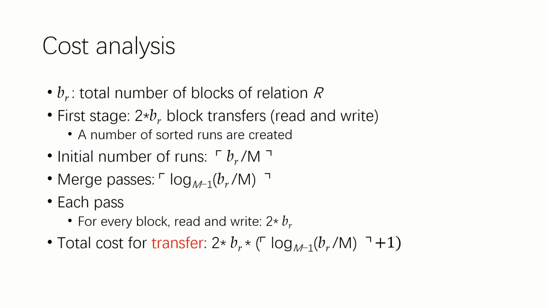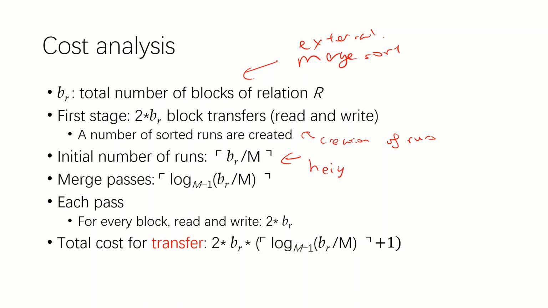Recall that the cost analysis of the external merge sort is the following. If this is the number of blocks for relation R, this is for the creation of the runs. This is what we covered in the last lecture. This is the cost in the creation of the different runs. The number of runs will be BR by M. So this is the number of leaves of the tree, and this is the height of the tree.